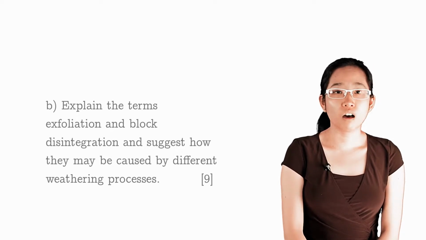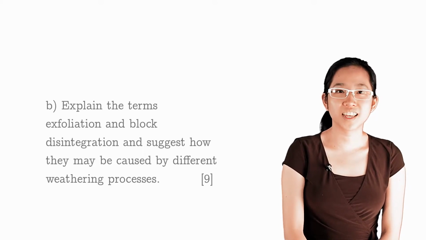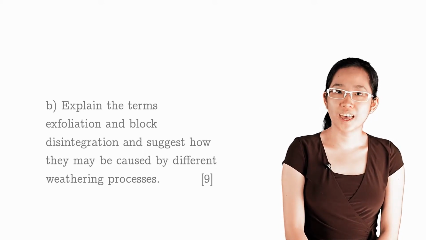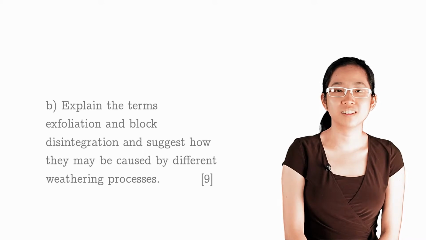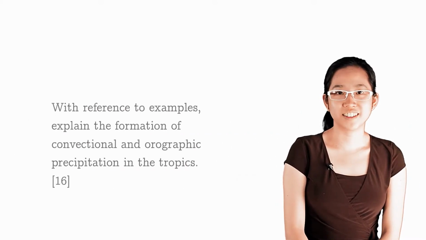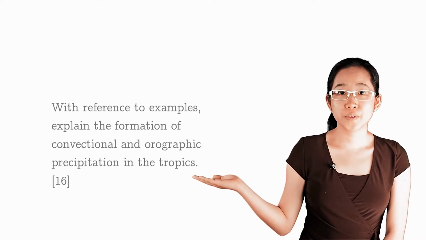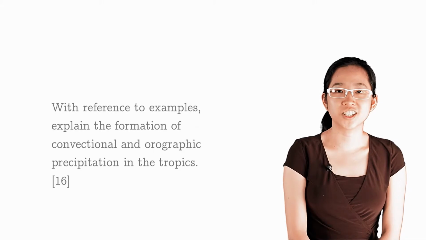Also, note that not all essay questions can be answered with points. In the previous examples, you may find that the first part of the question, at least, is difficult to answer in point forms. In such cases, just write as much as you can within the time limit. 2.5 sides for 16-mark questions or 1.5 sides for 9-mark questions is a good gauge as well. Another example of such a question is: with reference to examples, explain the formation of convectional and orographic precipitation in the tropics.